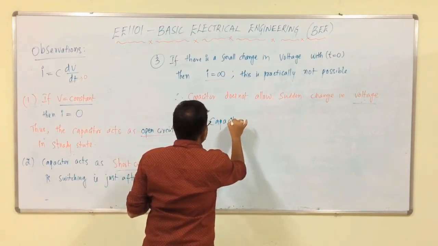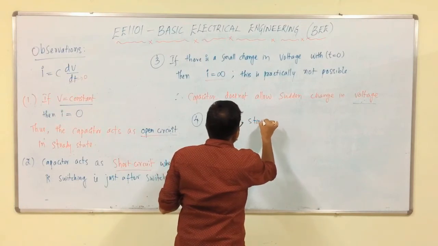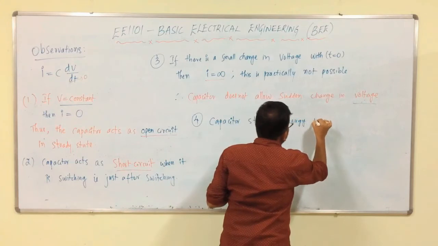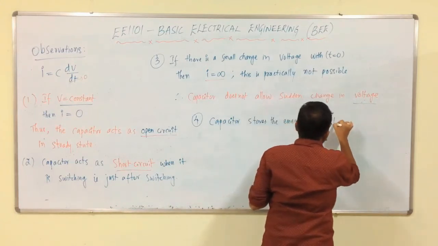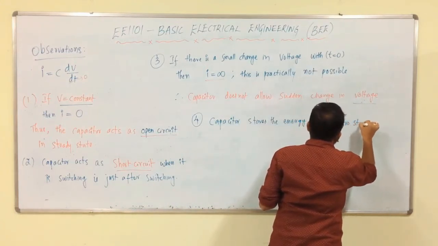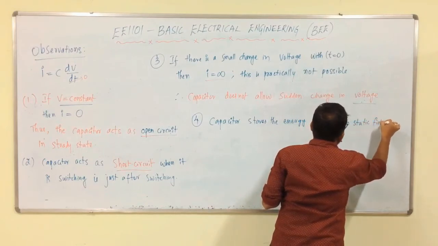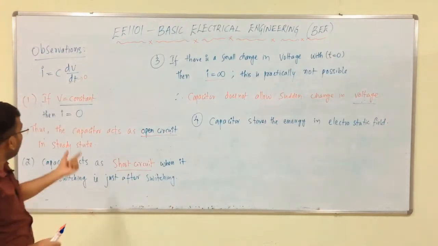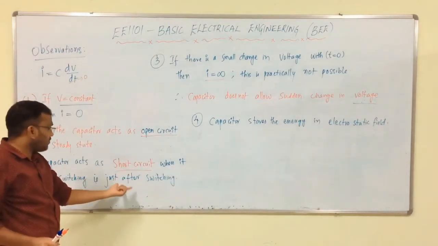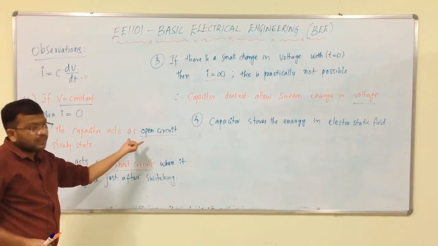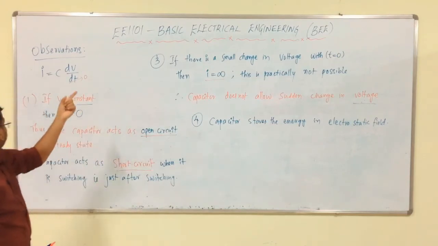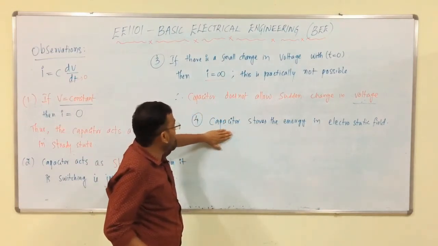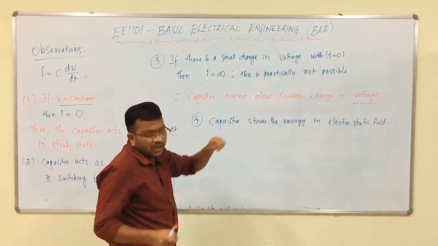Fourth one, the capacitor stores the energy in an electrostatic field. This is the fourth observation. So, the first one is what? It acts as a short circuit just after switching, later it acts as an open circuit. Then the capacitor does not allow a sudden change in voltage, and the last one is what? The capacitor stores the energy in an electrostatic field.